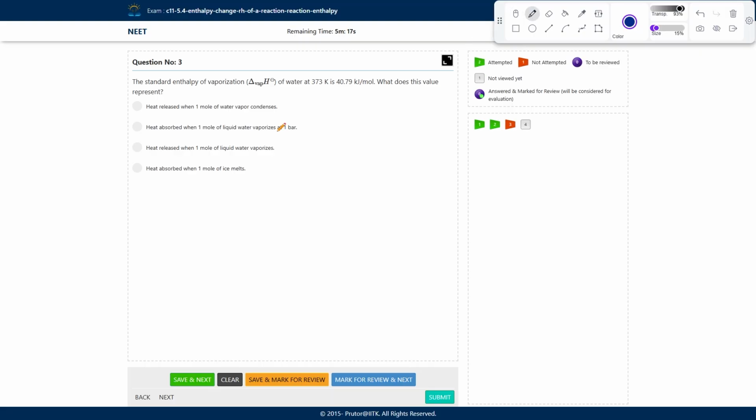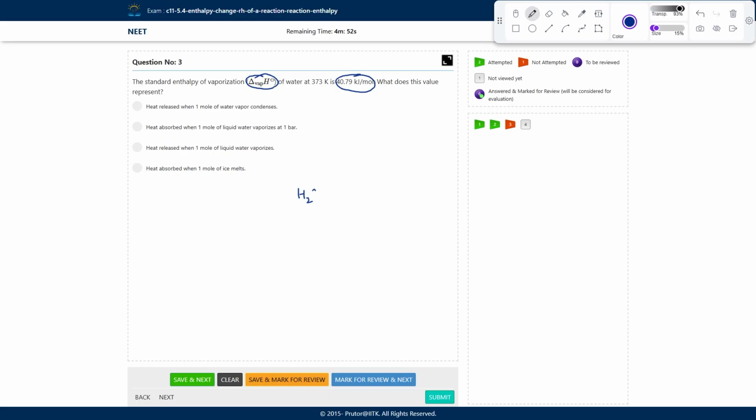Next question says that the standard enthalpy of vaporization, delta vaporization H naught of water at 373 K is 40.79 kilojoule per mole. What does this value represent? So what do we have here? We have the standard enthalpy of vaporization. What is happening in the standard enthalpy of vaporization?